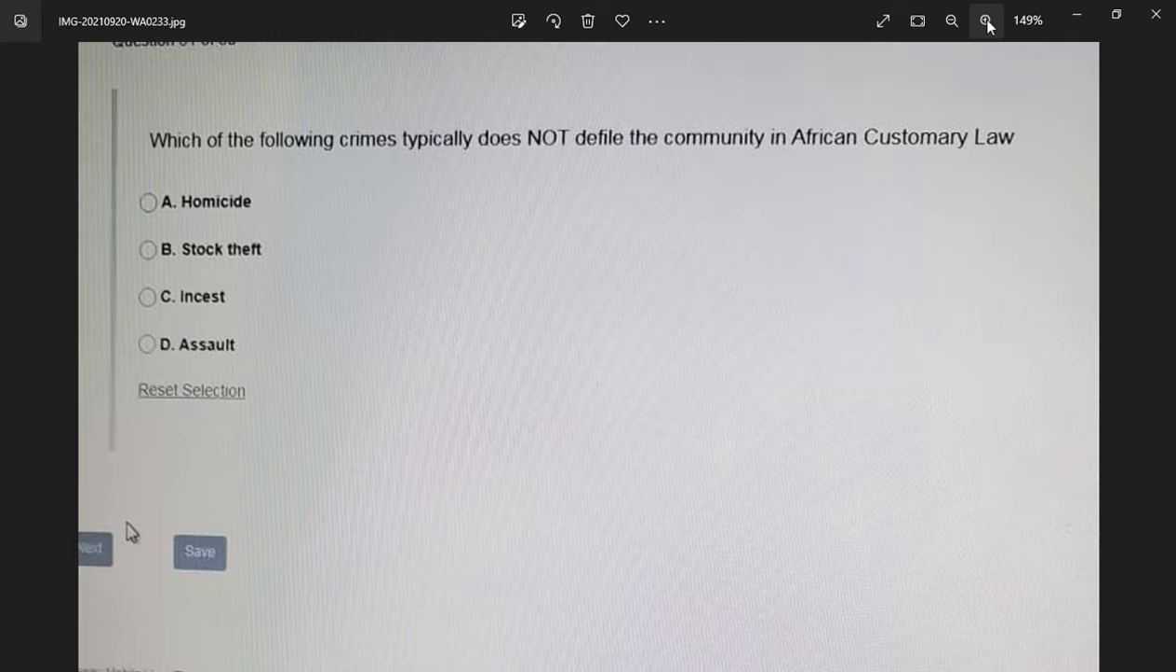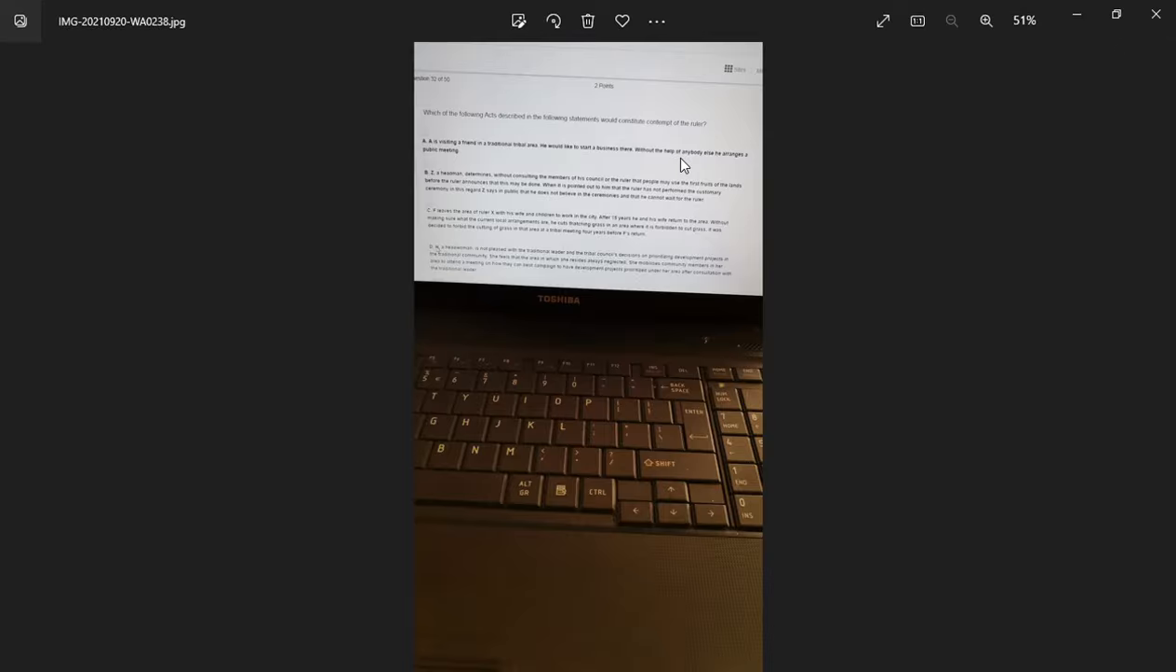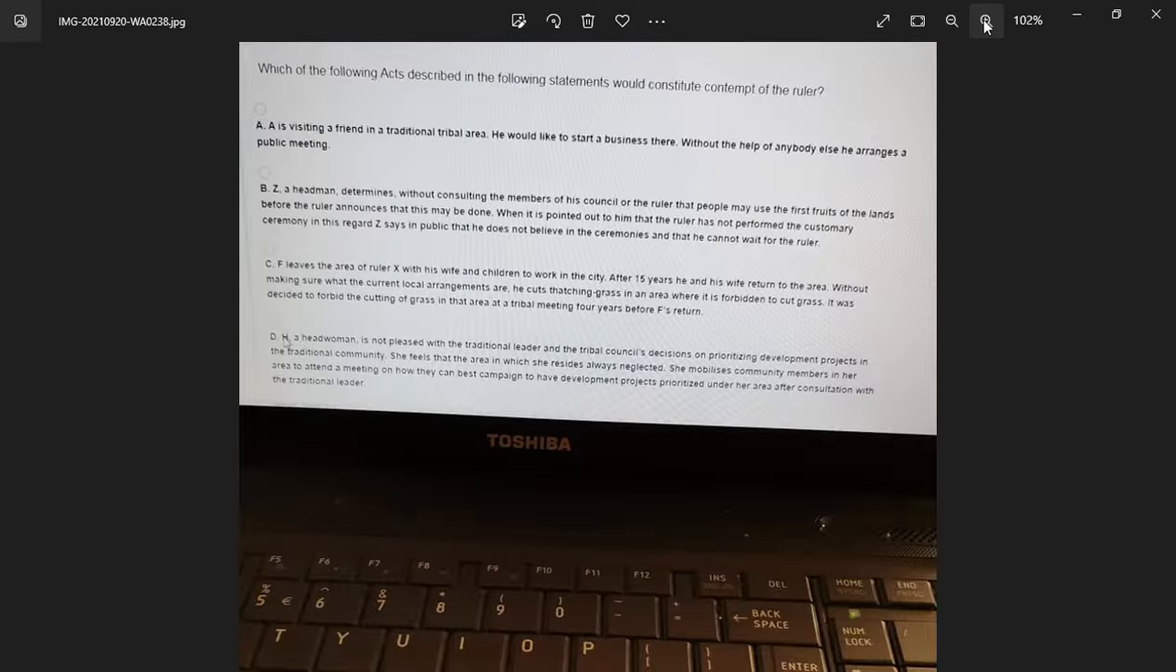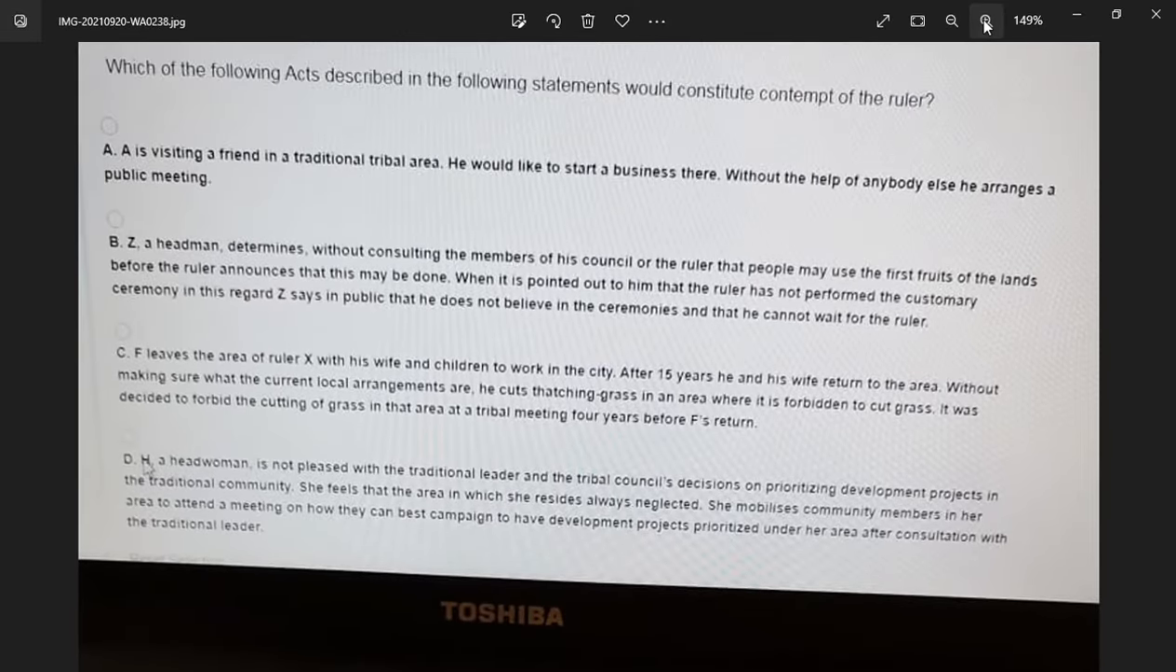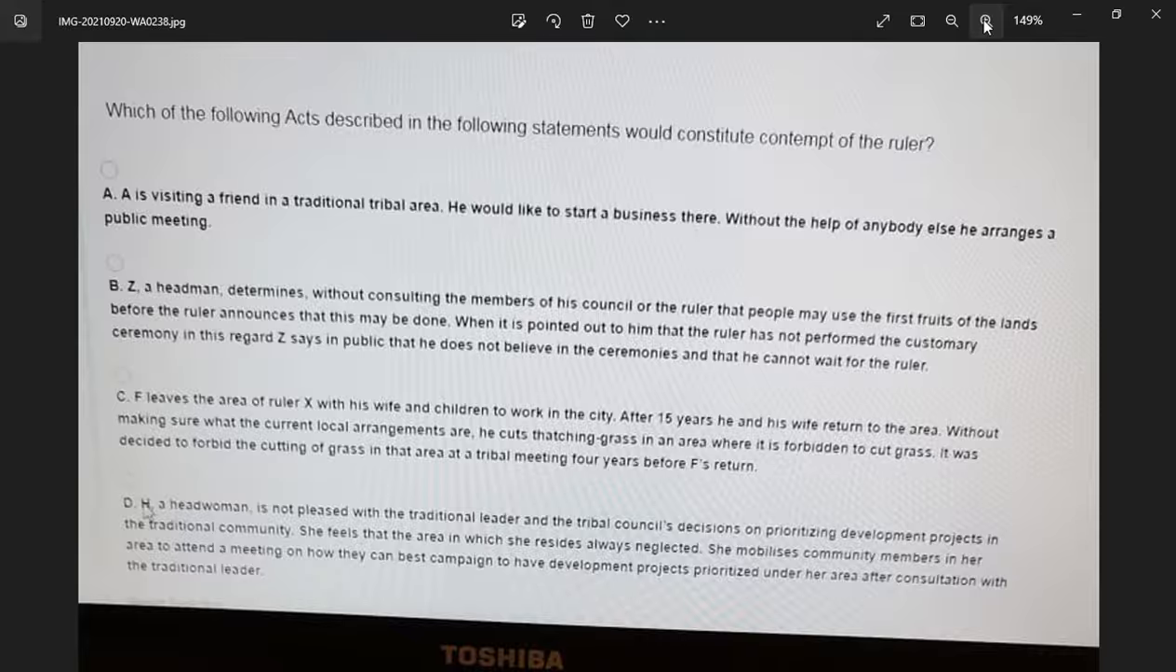Which of the following crimes typically does not defile the community of African customary law? You pause the video, find the answer, you rush to the next one. Simple like that. You're going to thank me, trust me. Which of the following acts described in the following statement would constitute contempt of the ruler? Okay, you read all of these scenarios here, then you pick the one which is most relevant.